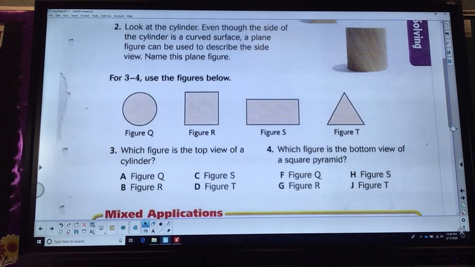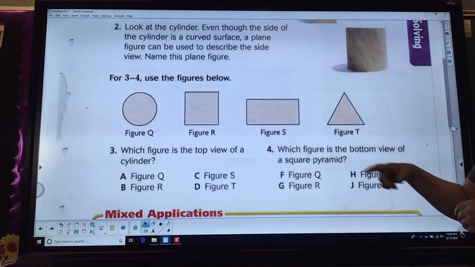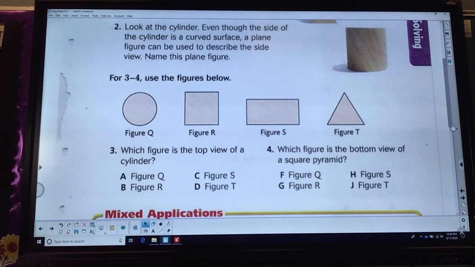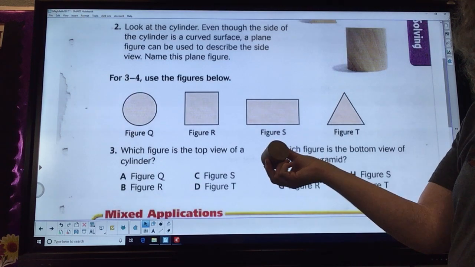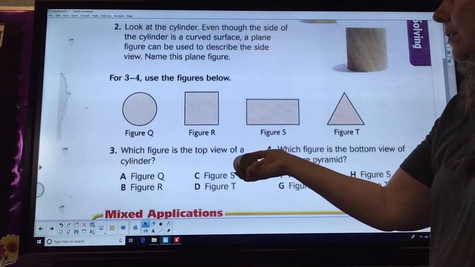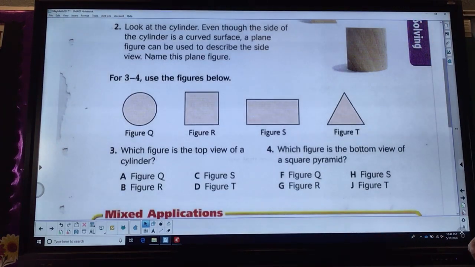It says for 3 and 4, use the figures below. We have figure Q, and that is a circle. Figure R, we have a square. Figure S is a rectangle, and figure T is a triangle. Which figure is the top view of a cylinder? Okay, if we look at our cylinder, there's our top view. If you said figure Q, you are correct.